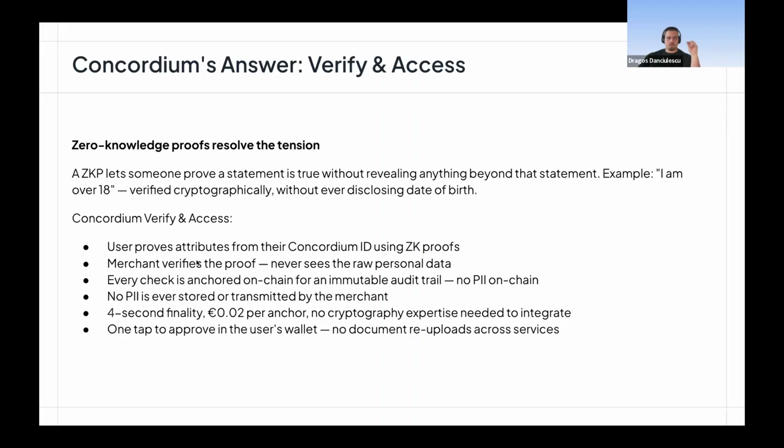For second finality, as we've mentioned before, and it's going to be 2 cents per anchor this time. So I've mentioned before that it's 1 cent per transaction in Concordium, but anchors are a special kind of transaction. And at the end, for the user, it will still be 1 tap and no document re-uploads. You will be able to use your same ID everywhere.